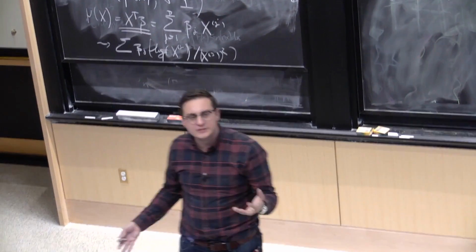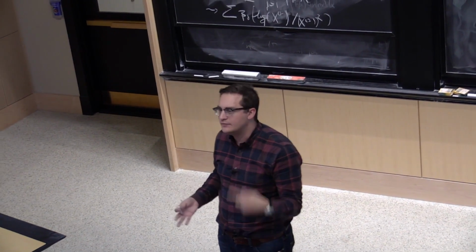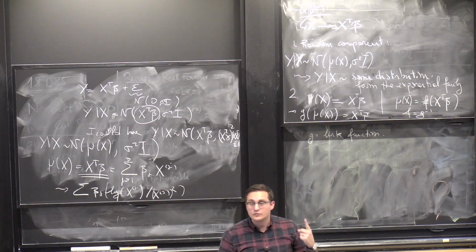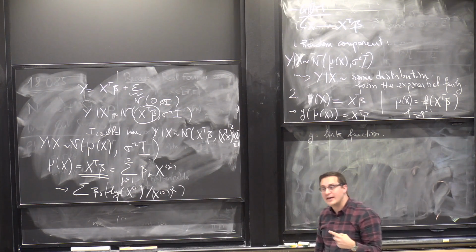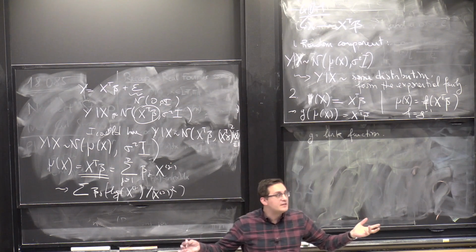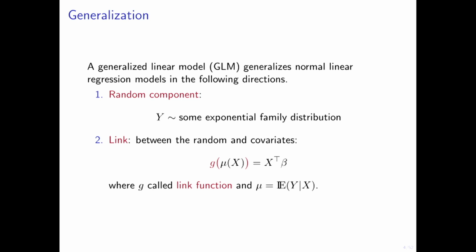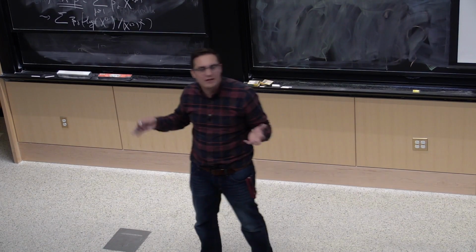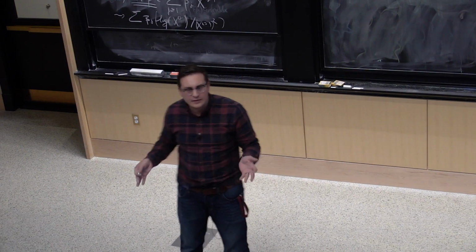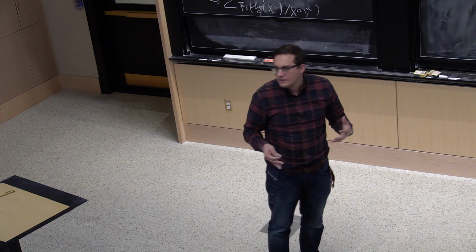So if I want to give you a generalized linear model, I need to give you two ingredients. The first one is the random component, which is the distribution of y given x. And it can be anything in what's called the exponential family of distributions. So for example, I could say y given x is Gaussian with mean mu of x, sigma squared identity. But I could also tell you y given x is gamma with shape parameter equal to alpha of x. OK, I could do some weird things like this.